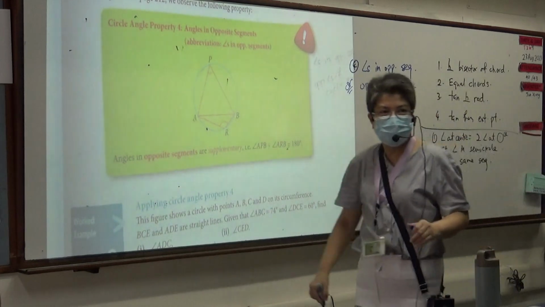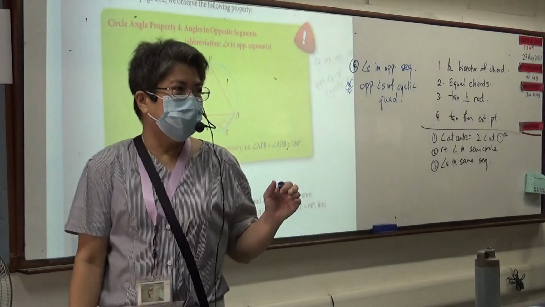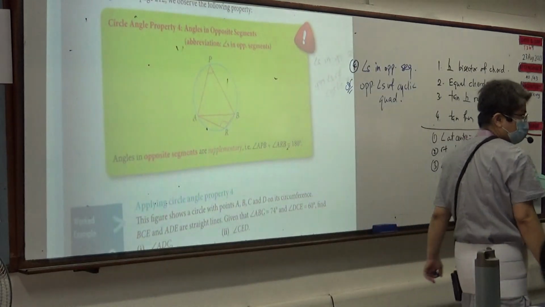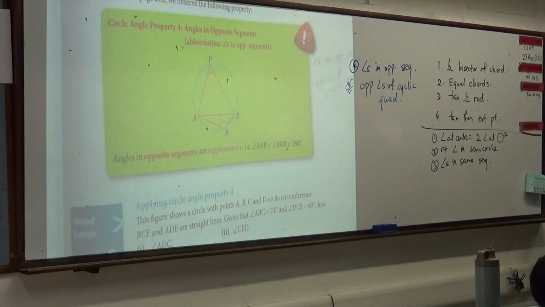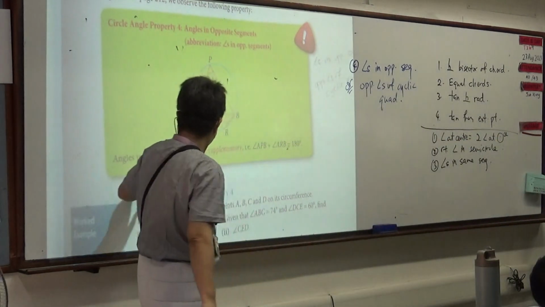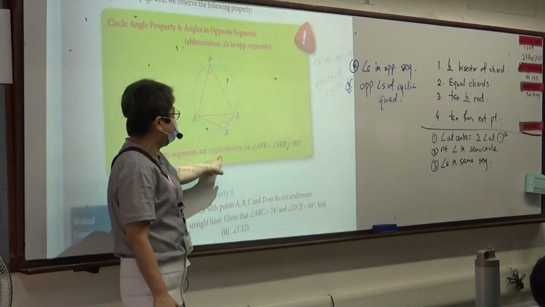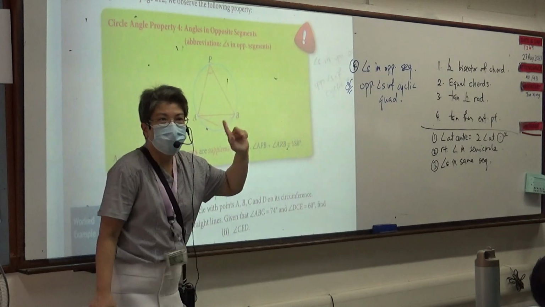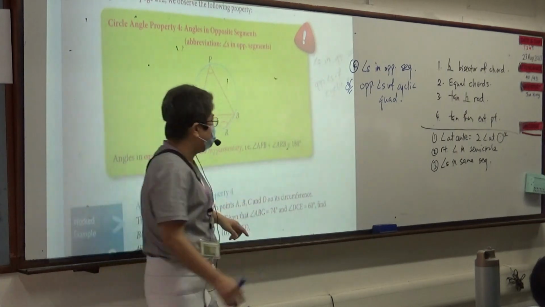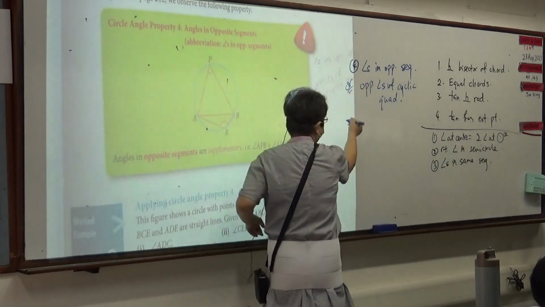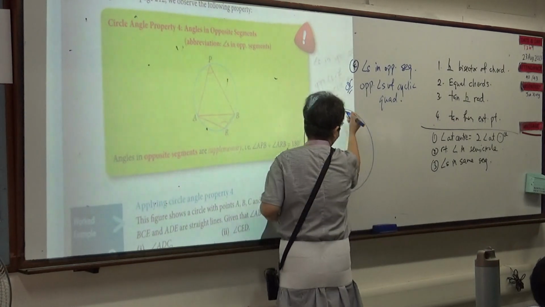You take down first. Why is it that I want to use cyclic quad? Because I want you to check that it's a cyclic quad before you can use it. Okay, and I'll explain to you what is a cyclic quad. Alright? Now, this abbreviation says that angles in opposite segments are supplementary. That means this angle plus this angle will give me what? 180 degrees. Now, how come I don't use opposite segment? I use cyclic quad. Now, let me explain to you what is a cyclic quad first.